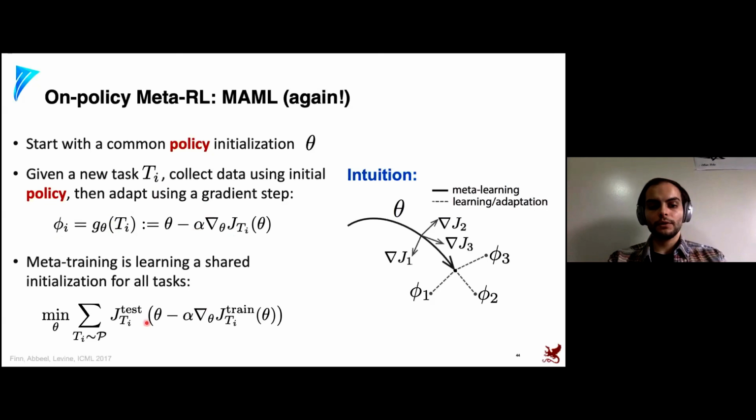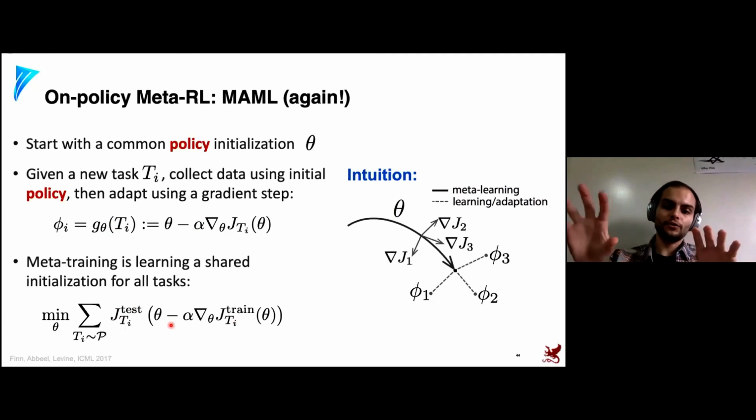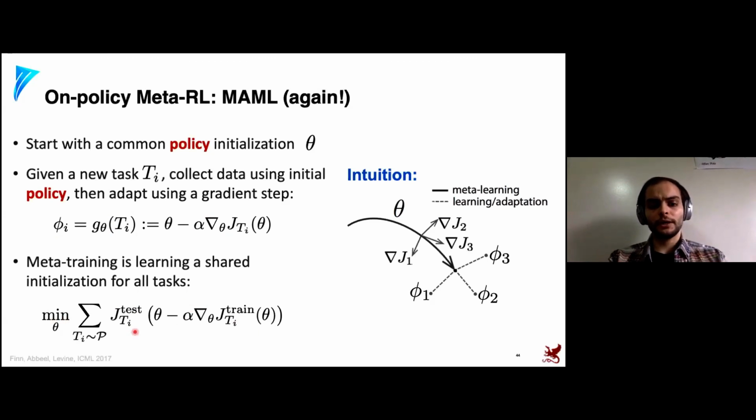We're going to compute this J-test, and know that the J-test is going to be computed on the trajectories that were rolled out using the adapted parameters, right? So you'll have to do two rollouts. First, you roll out trajectories under the initial policy, you compute the update, and then you roll out again under the adapted parameters, or with the adapted policy. Okay, and then after that, you can construct this objective. Everything depends on theta. It's fully differentiable, so you can minimize it with respect to theta. Again, the intuition is identical to the intuition we already had with MAML.